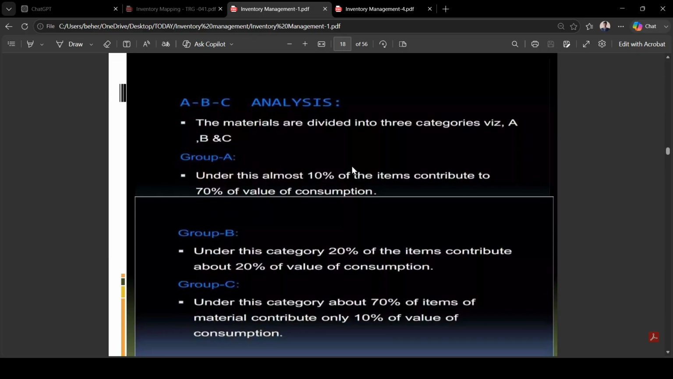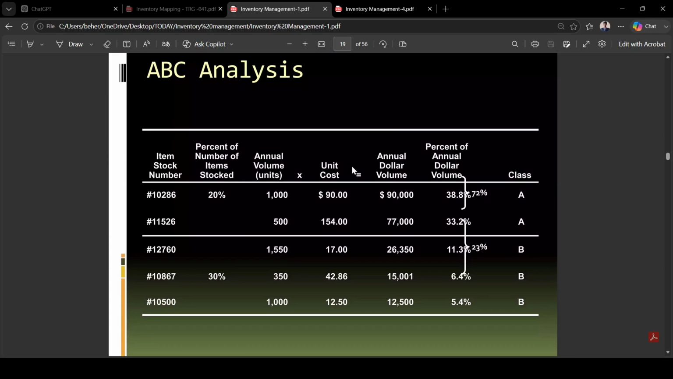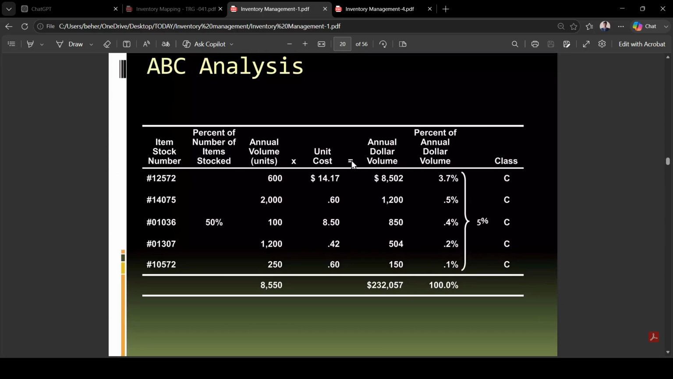In ABC analysis, the materials are divided into three categories: A, B, and C. In Group A, about 10% of the items contribute about 70% of the consumption value. In Group B, about 20% of the items contribute about 20% of the value. In Group C, about 70% of the items contribute only 10% of the value of the consumption. This clearly explains the ABC analysis.